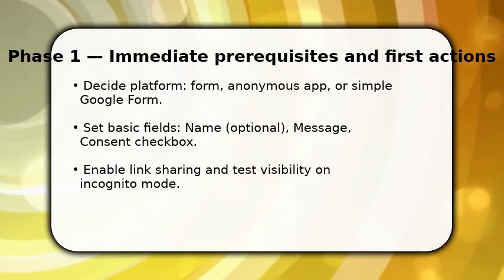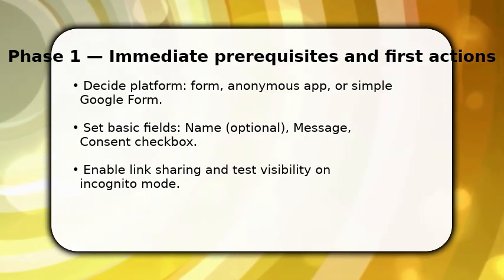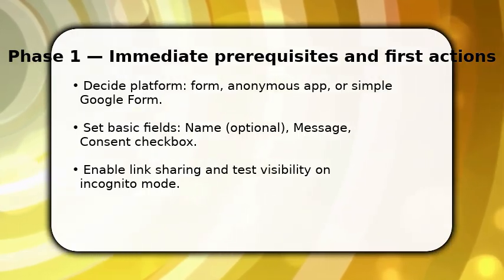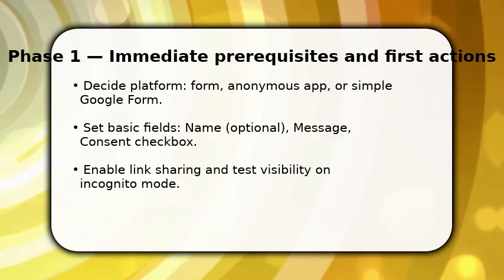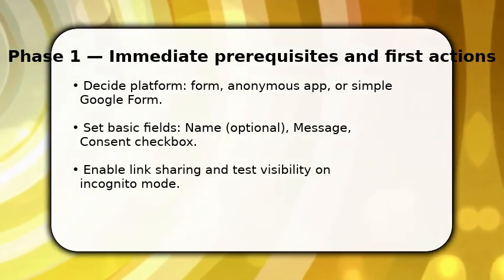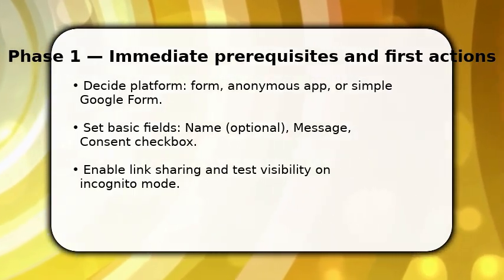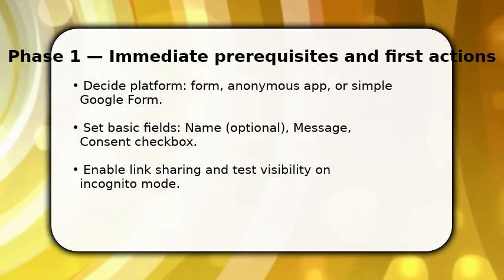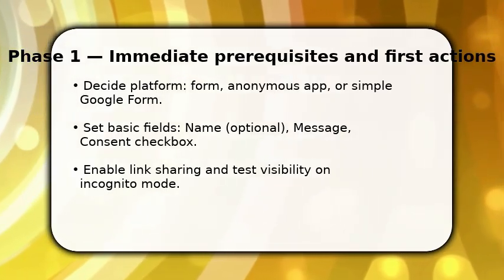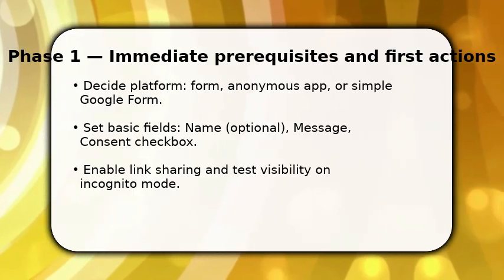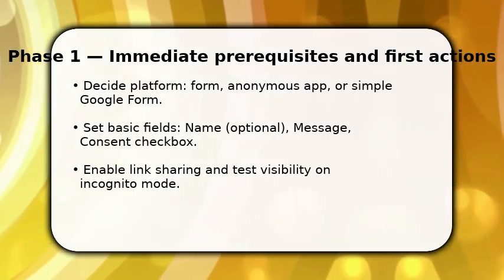You start by choosing the platform that fits your goal. Google Form is fast. Anonymous apps add privacy. Once done, create minimal fields, message and an optional name, plus a consent checkbox for submissions. Make sure to disable email collection if anonymity matters, and set permissions to anyone with link can respond.